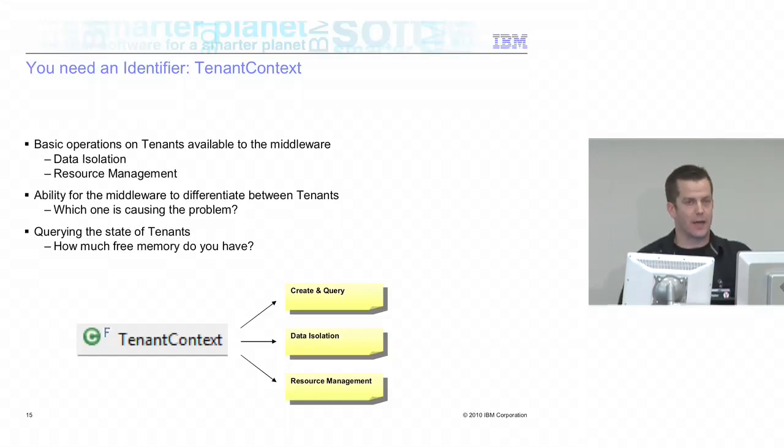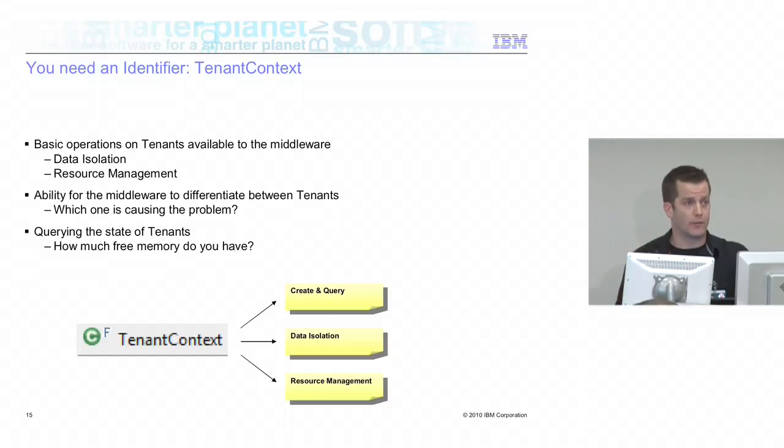Again, this goes back to data isolation, right? Are you allowed to see this data? Are you allowed to see this item in the cache or not? Are you touching the right things? What do you belong to? Resource management as well. Are you allowed to actually allocate that much memory? More, less, what have you? Differentiating between tenants as well.